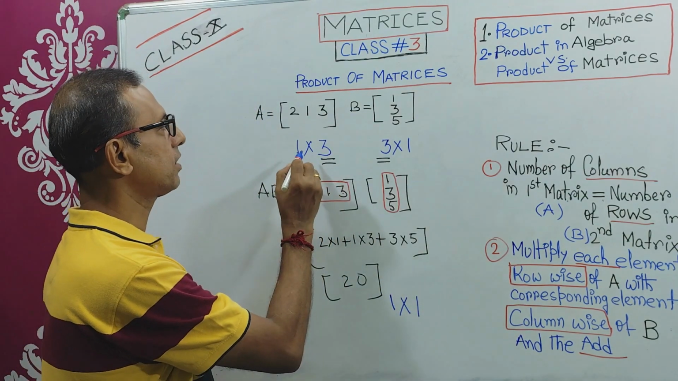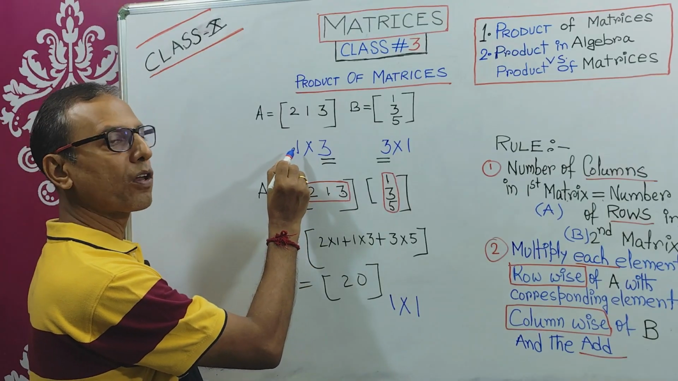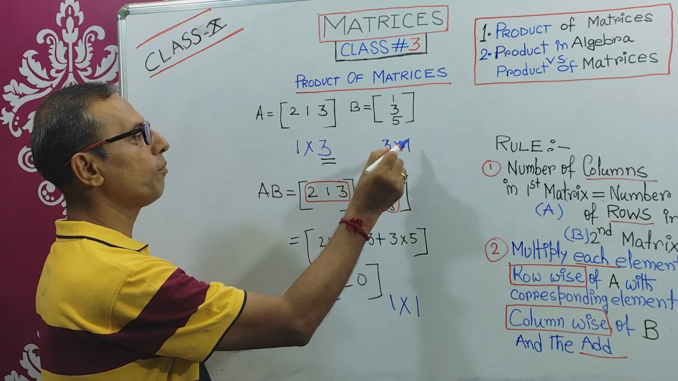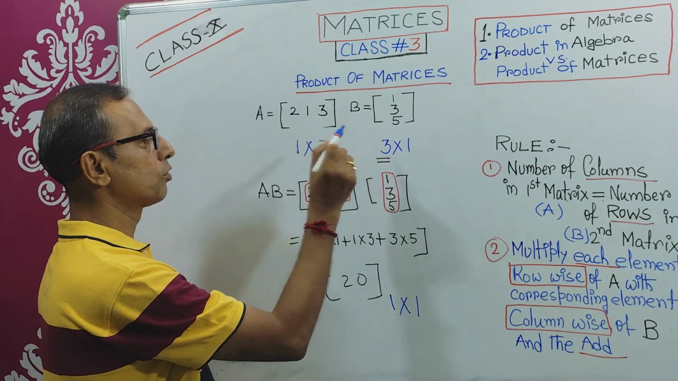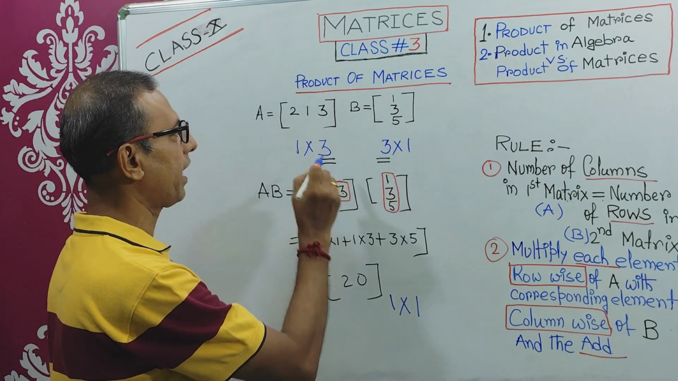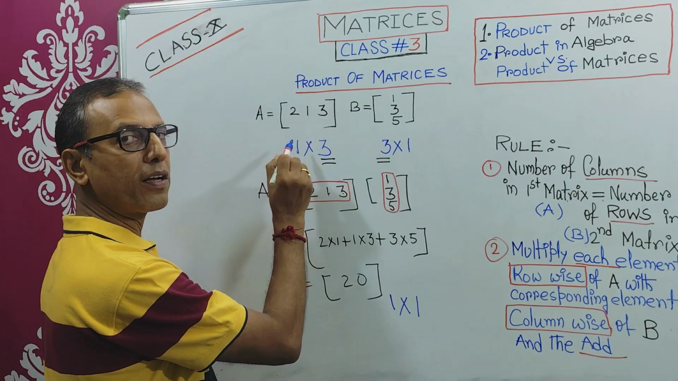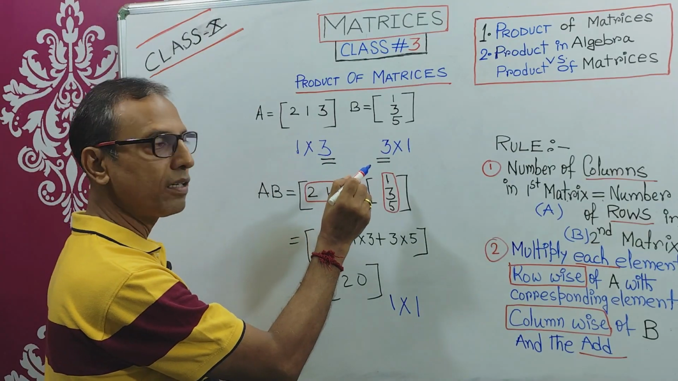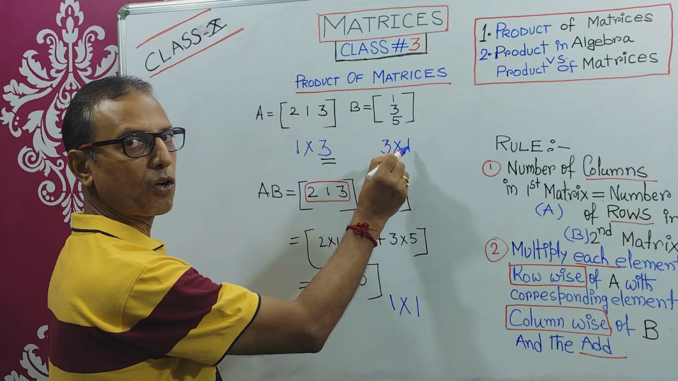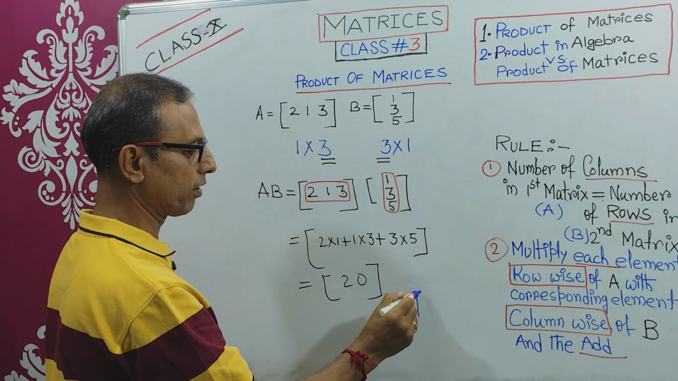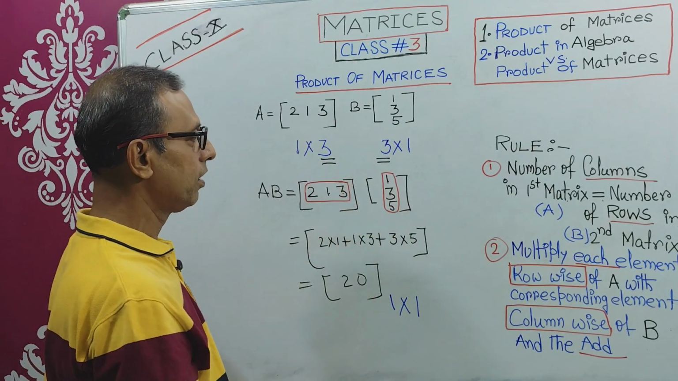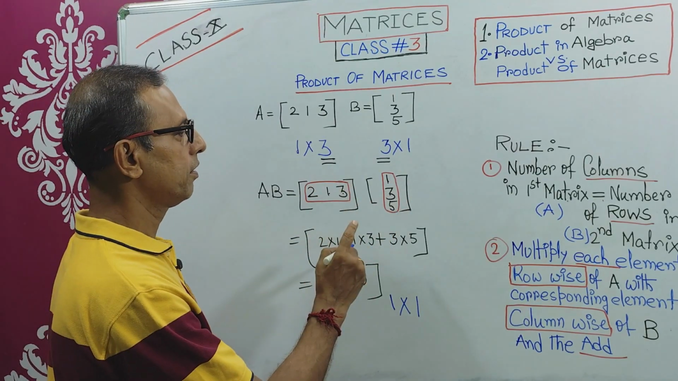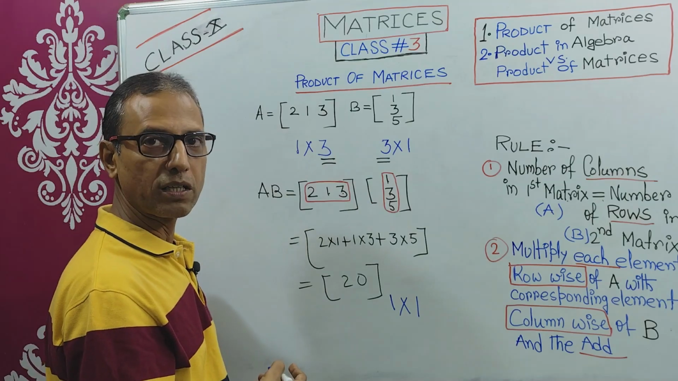So in that case, the number of rows of matrix A is 1, and the number of columns of matrix B is 1. That means the resultant matrix will have the number of rows of the first matrix by the number of columns of the second matrix. So that will be the order for the resultant matrix. So that is how you need to do it. Now I will show you with more rows and columns also.